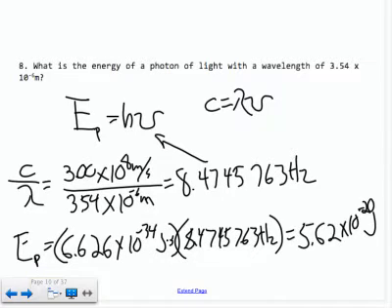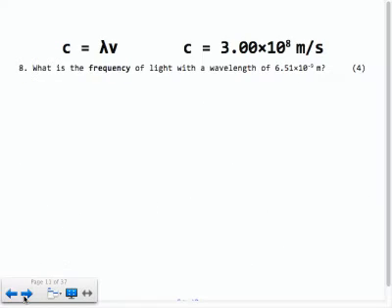If you rounded here in the middle, you may have gotten a slightly different answer. Whenever possible, you want to try to wait to the end before you round off to the number of significant figures. What is the frequency of light with a wavelength of 6.51 times 10 to the negative 9th meters?